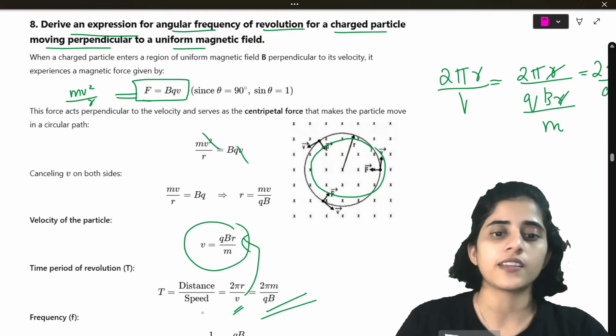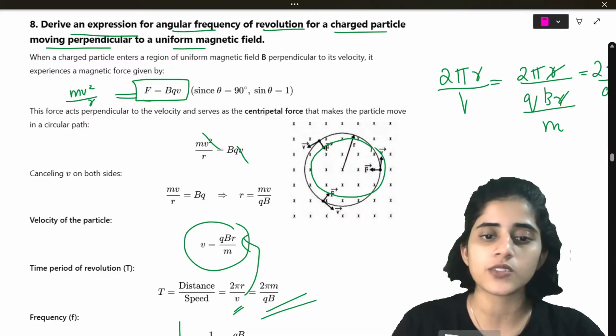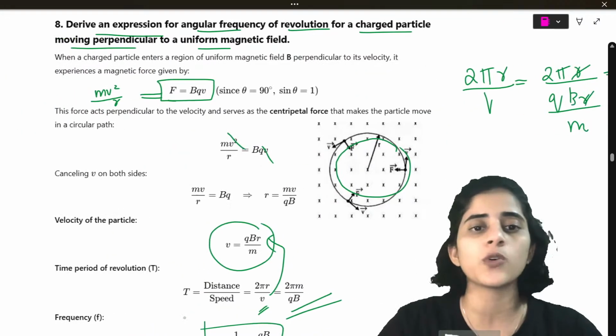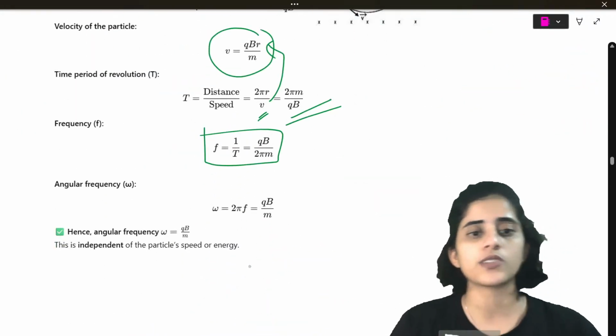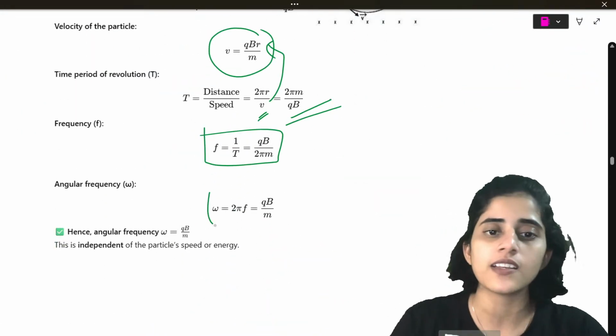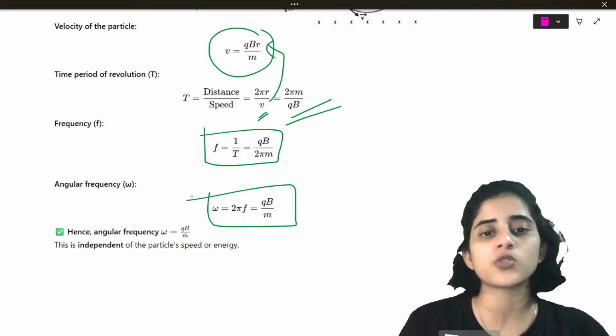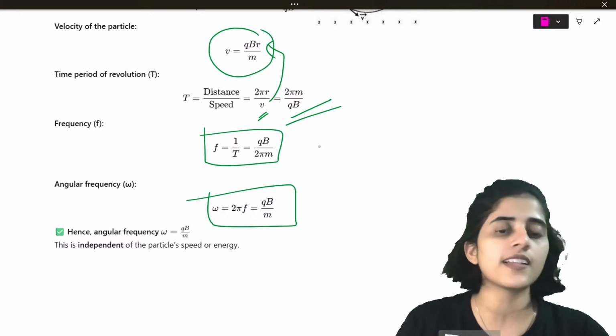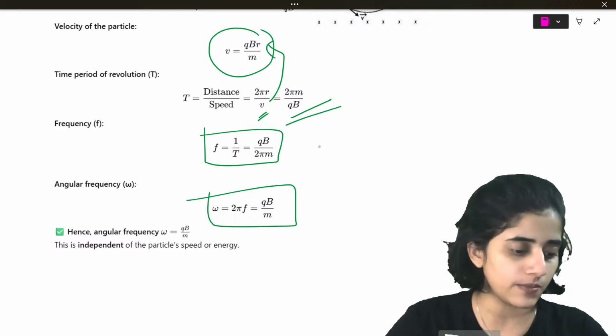Then frequency is 1 by time period, so it becomes the reciprocal, QB by 2 pi m. Now angular frequency is 2 pi into f. So you multiply by 2 pi and they cancel. So it becomes QB by m.